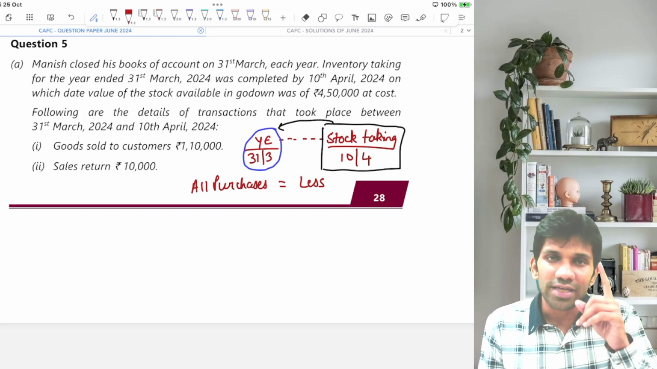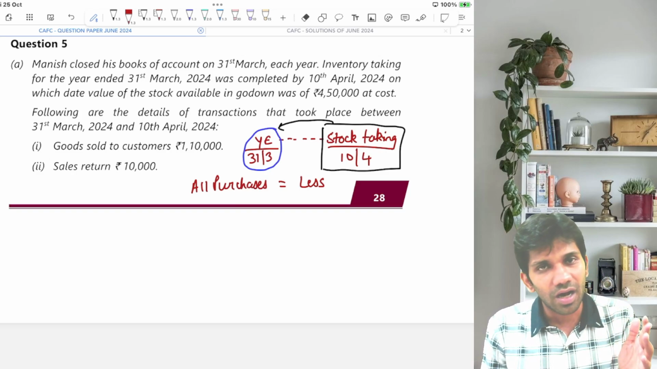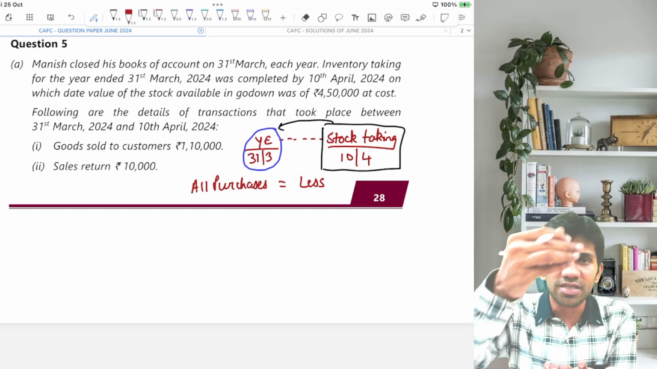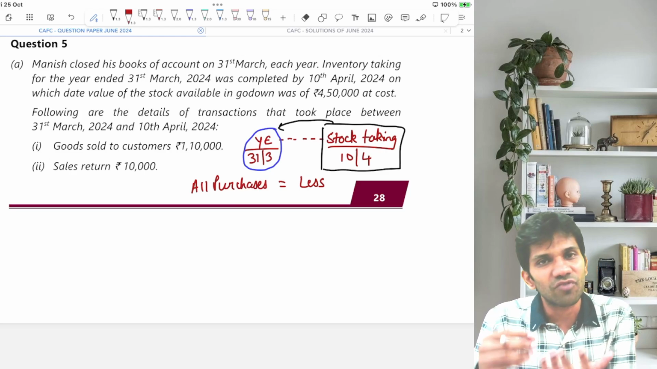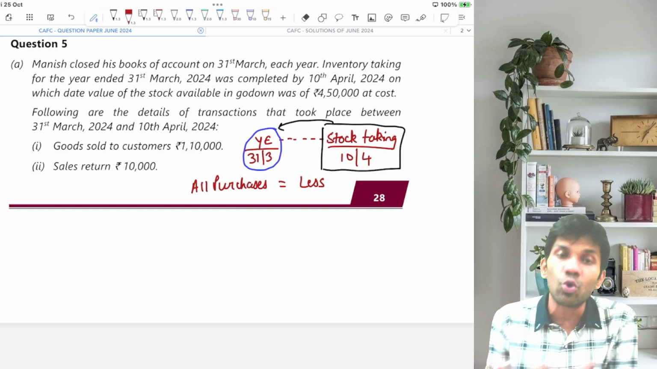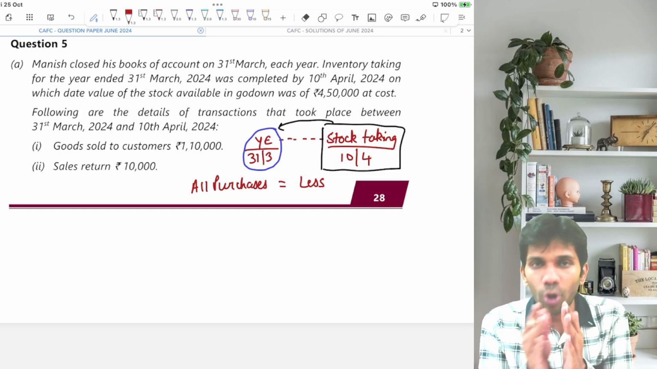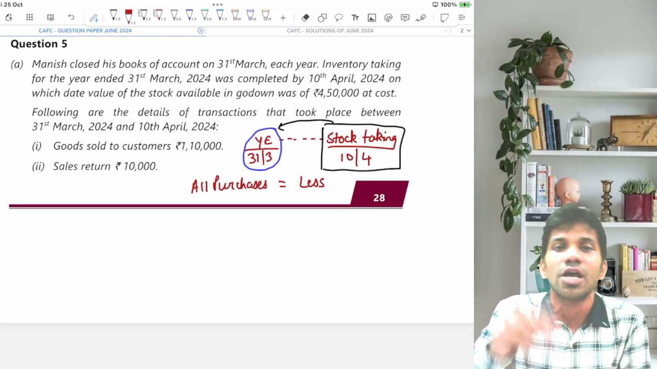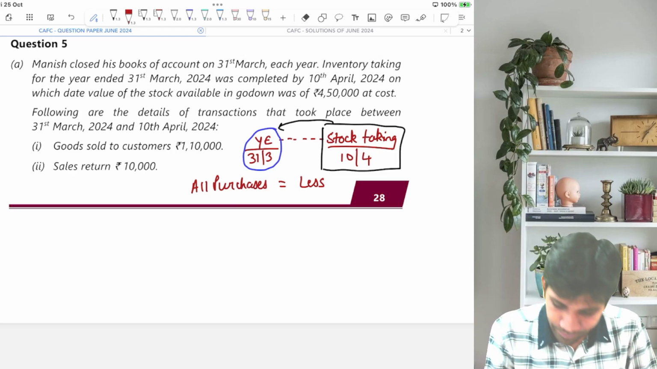We are supposed to take stock on 31st March. Unfortunately, we took stock on 10th April. So on 10th April, whatever purchases were made between 1st April and 10th April, we must have included while calculating the closing stock on 10th April. So now we need to go back to 31st March. Can I say all purchases which were made between 1 and 10 were not with us on 31st March? So hence all purchases should be deducted.